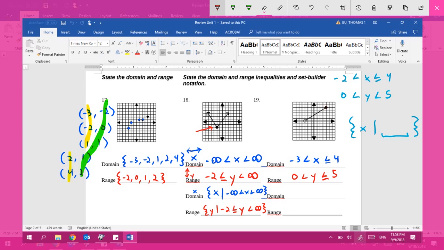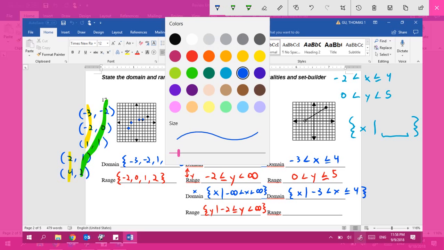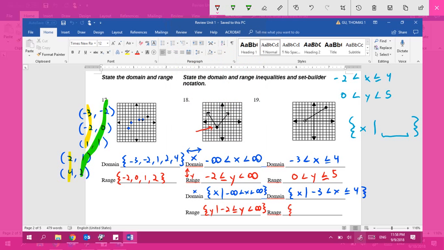So now we're just going to put this into set builder notation. Once again, for the domain, squiggly bracket, x, separating line, copy my inequality exactly. And there is my domain. And for my range, we're going to do the exact same thing: y, separating line, copy my inequality exactly, 0 < y ≤ 5, close squiggly brackets. And those are 17 through 19.